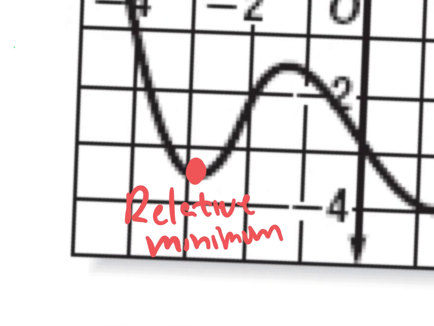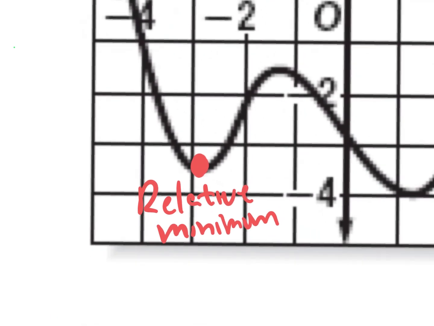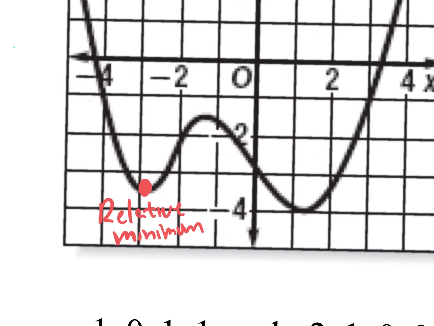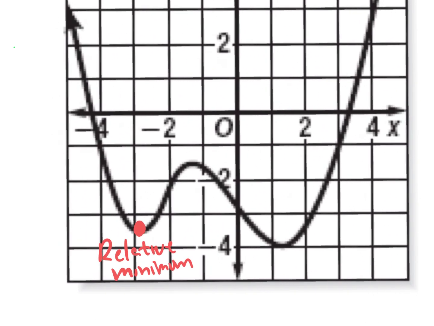You see, if you zoom in and you just look at it from here to here, this is the lowest point from here to here, right? That's the minimum value, but it's only relative to these X values, from this X value to this X value. It's only relative to this zoomed in picture. But if you look at the whole thing, it's not the absolute minimum. The absolute minimum is over here.